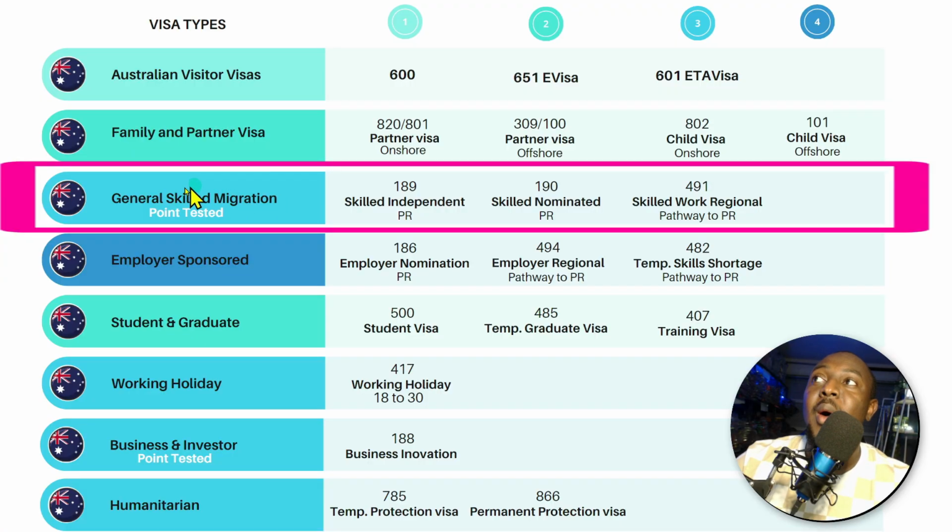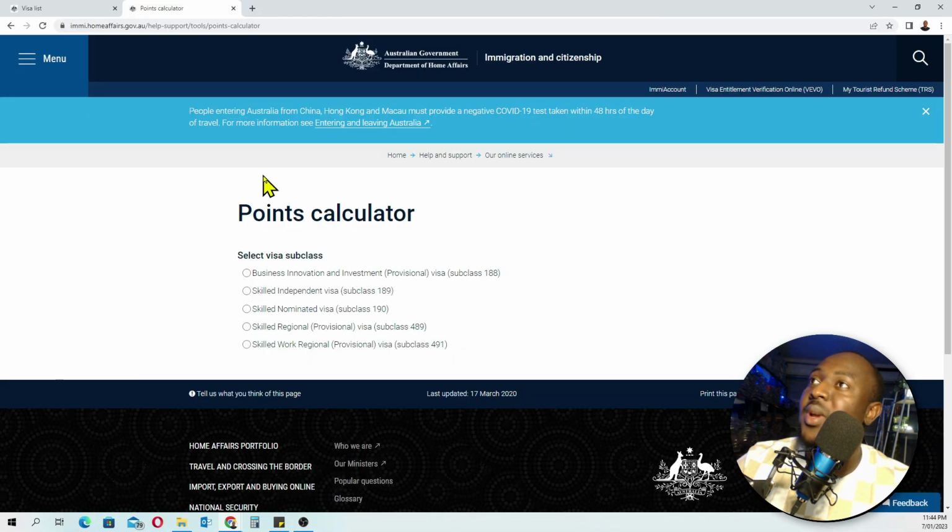I'll have to do a detailed tutorial and explain this further. Again, so these are point tested, okay? So you need to make sure that you have 65 plus points, okay, to be eligible to apply for a general skilled migration visa. What is point testing? So again, I'll need to do a detailed tutorial and explain all this, but I'm going to leave this link in the description section below.